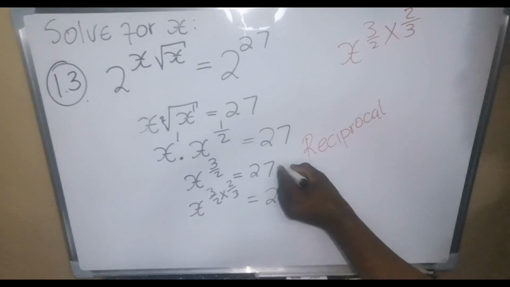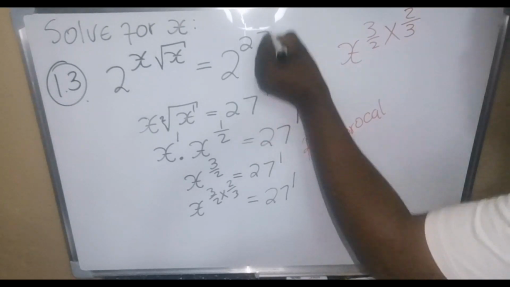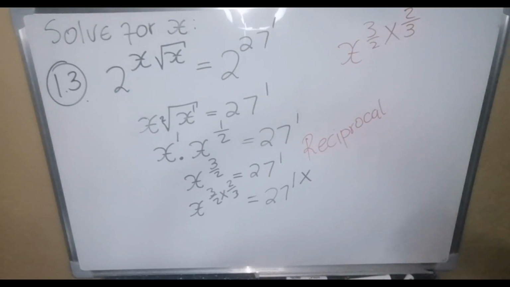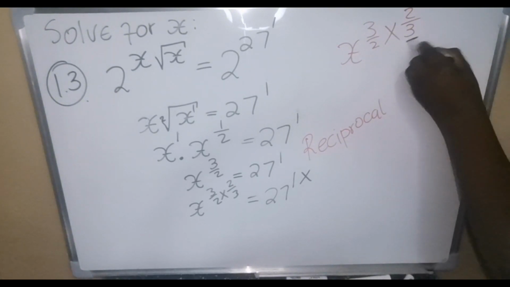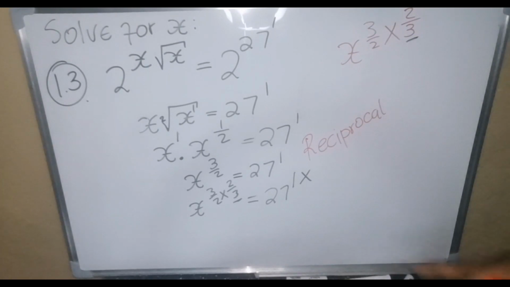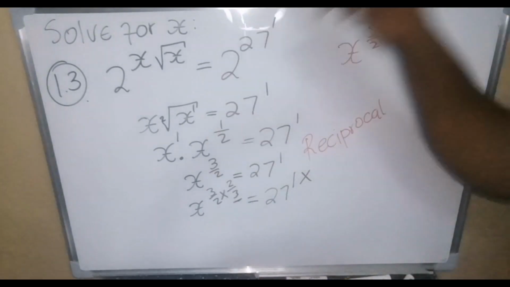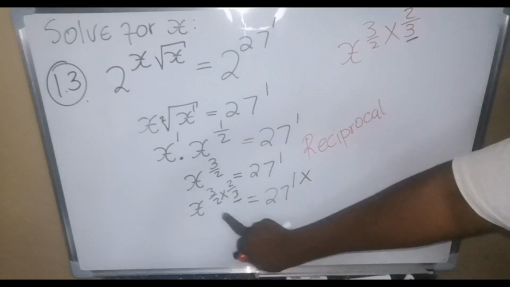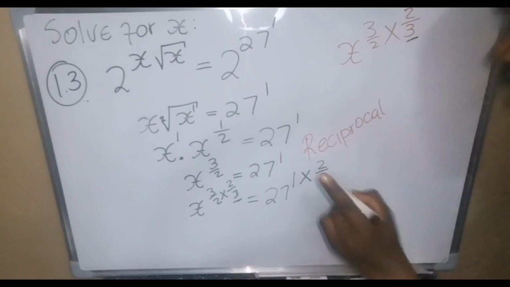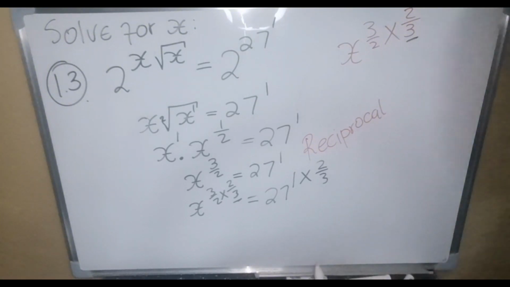So you can say there's an invisible 1 here, invisible 1, invisible 1. Okay? This one is multiplied by, you only use the latest version. You don't take the whole thing, you just take the reciprocal of 3 over 2, which is 2 over 3. You say 1 times 2 over 3, not 3 over 2. Then what's next?